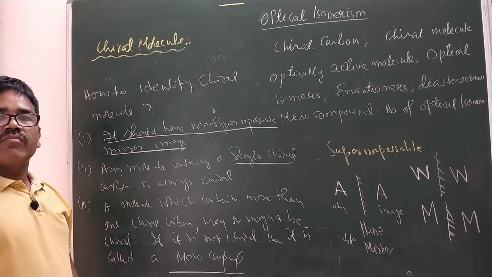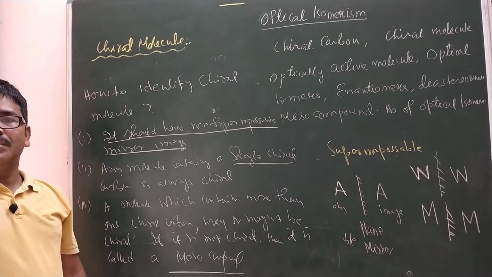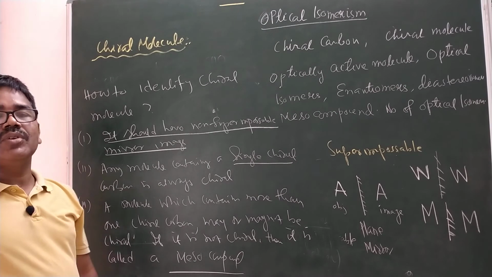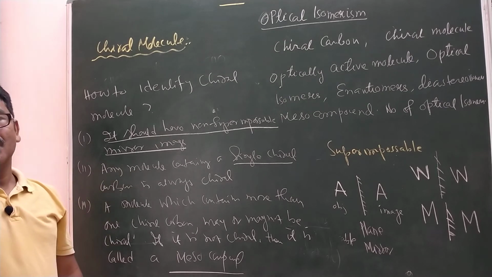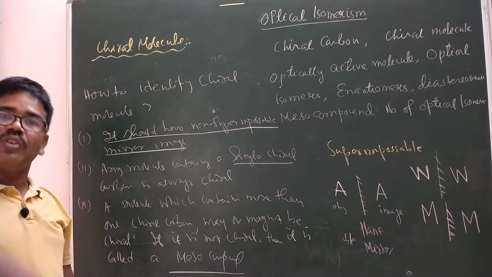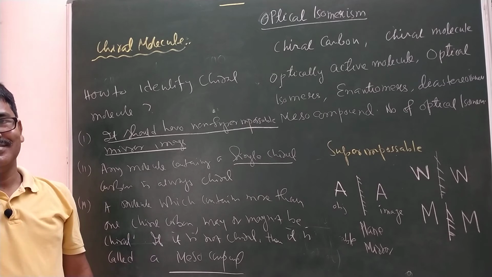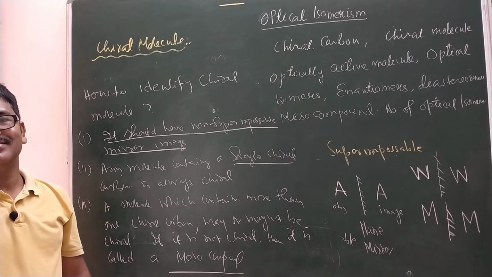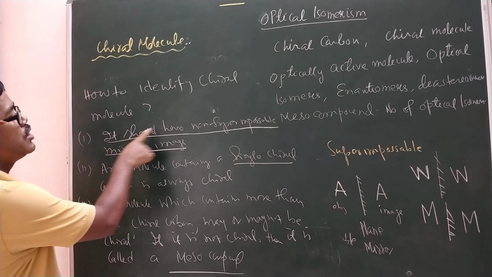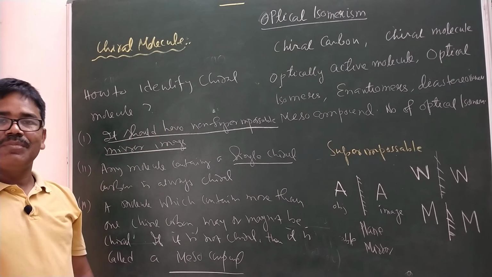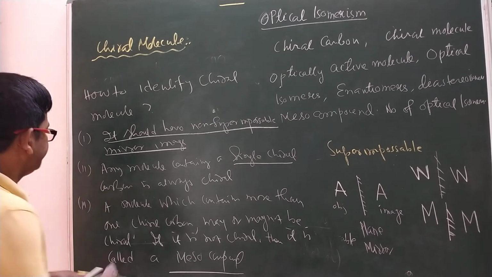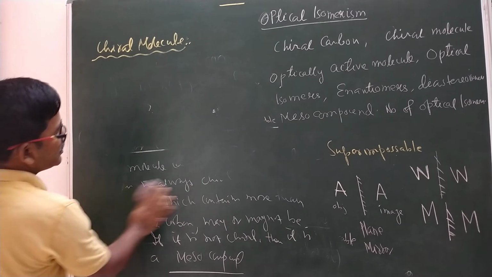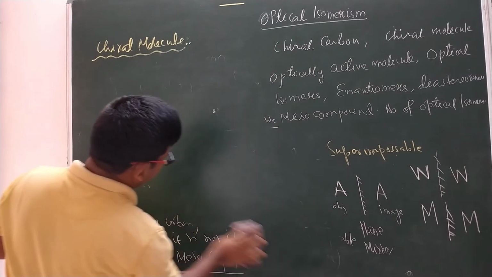Even a molecule without a chiral carbon may be chiral. A molecule containing more than one chiral carbon may not be chiral. And a molecule without a chiral carbon can even be chiral. The condition is that you should have a non-superimposable mirror image. I am going to give examples one by one. And if a molecule contains a single chiral carbon, then it is always chiral.